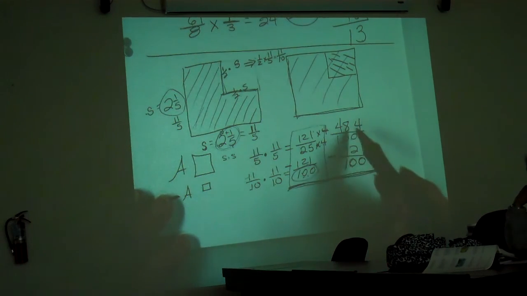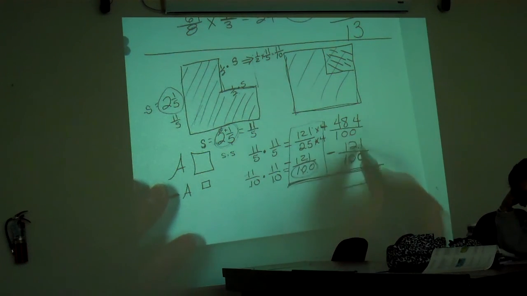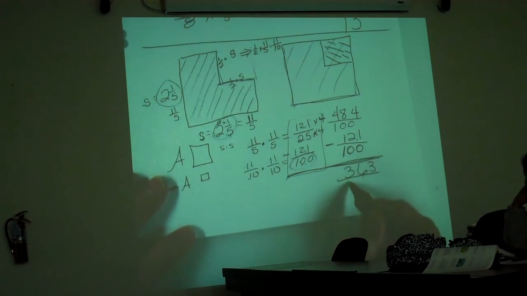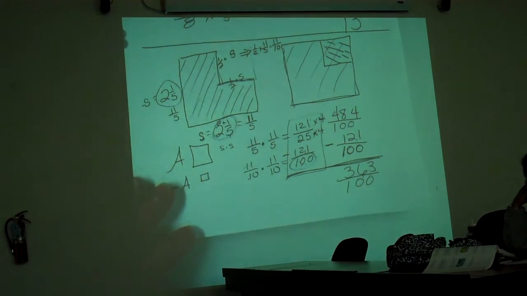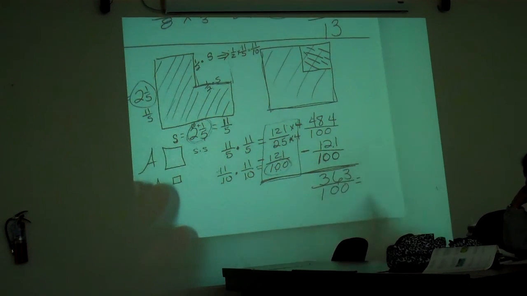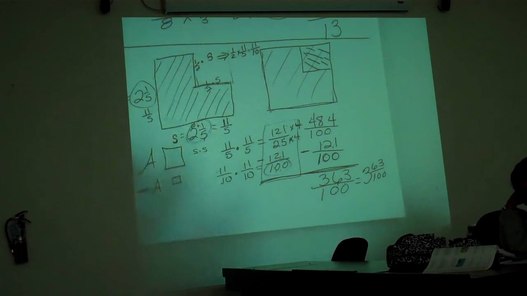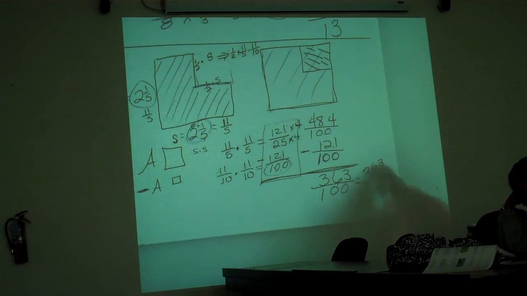Now we're going to subtract 484 minus 121. 4 minus 1 is 3. 8 minus 2 is 6. 4 minus 1 is 3. And our common denominator was 100. So that's the area, but you still need to make it into a mixed number. 100 into 363 goes 3 times, right? And there's 63 left over. And make sure you can't reduce this part.